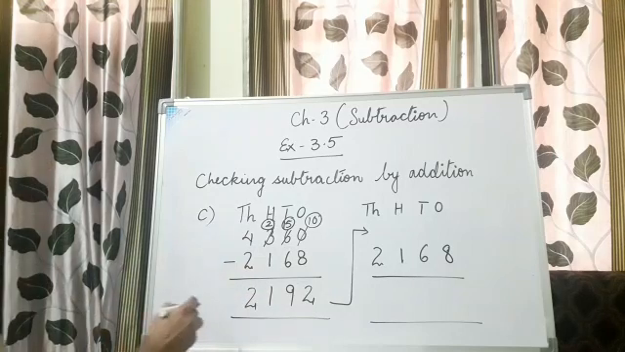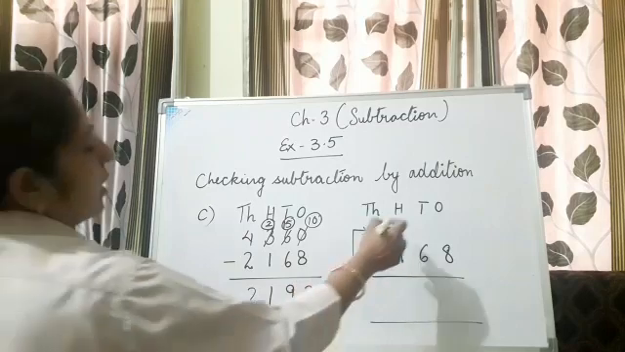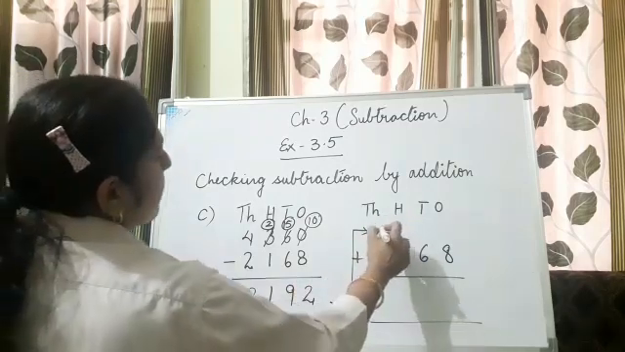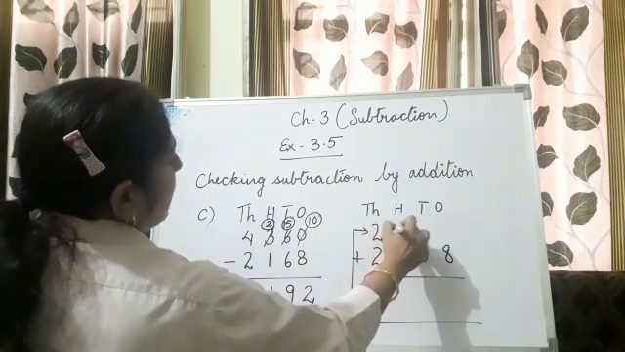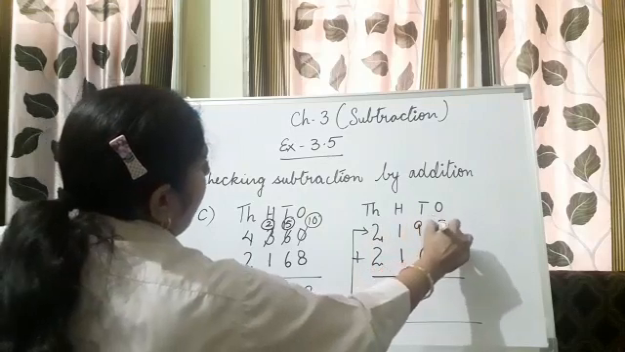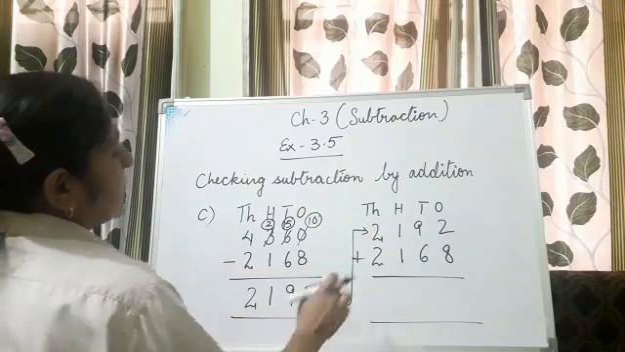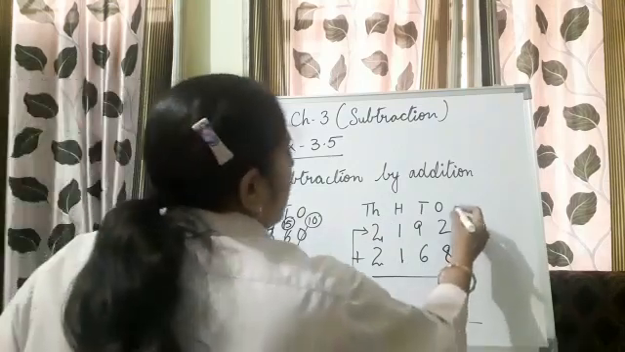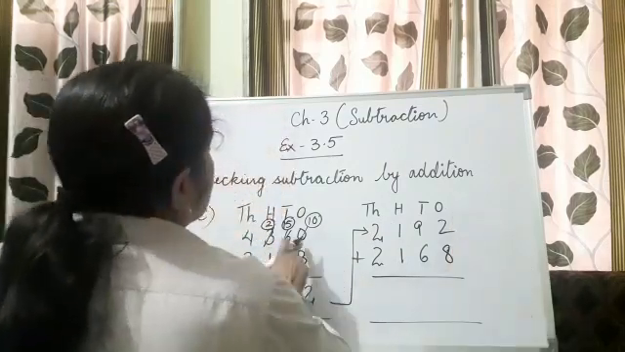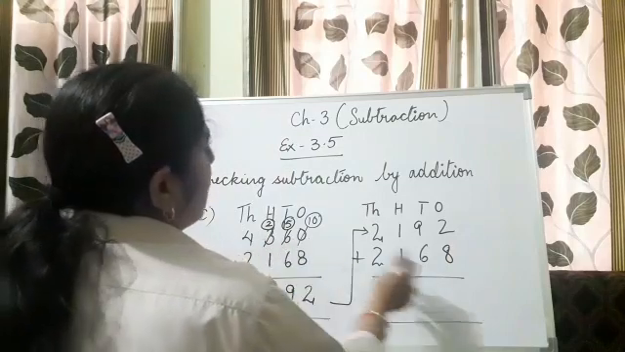Now when we carry this difference to the addition part and add this difference with this number 2168, we get the previous or the first number.